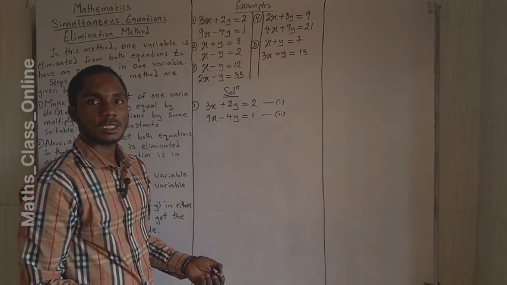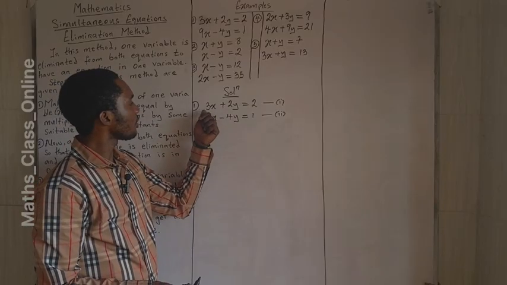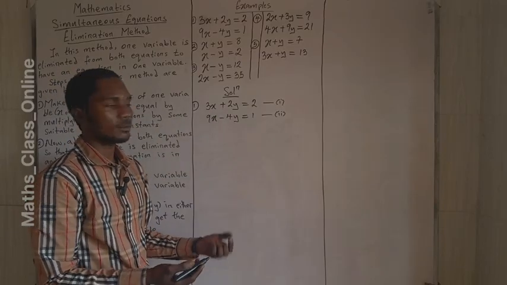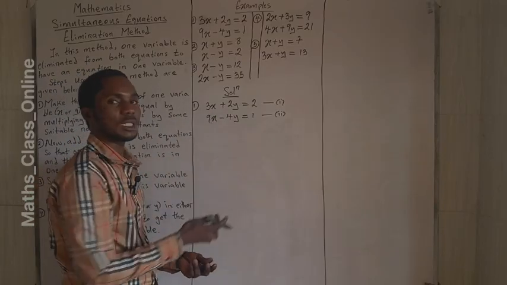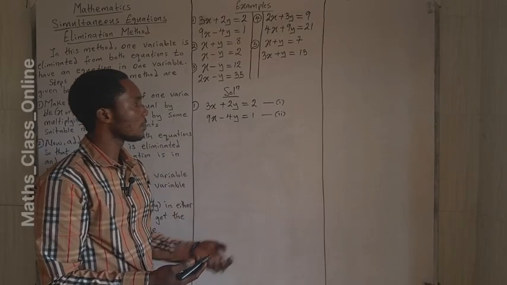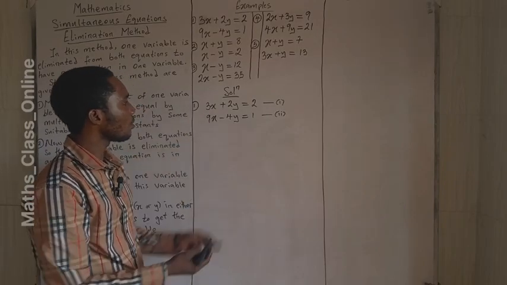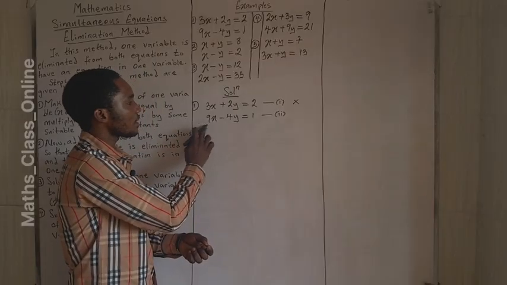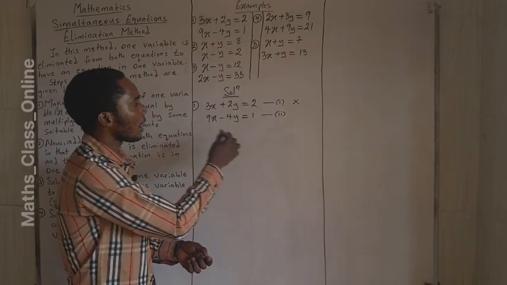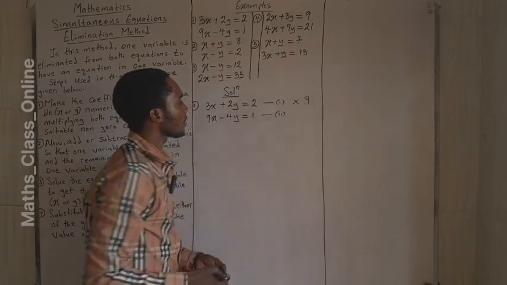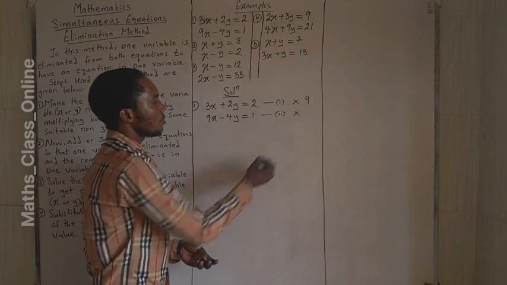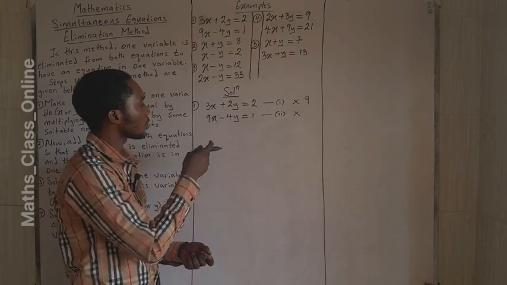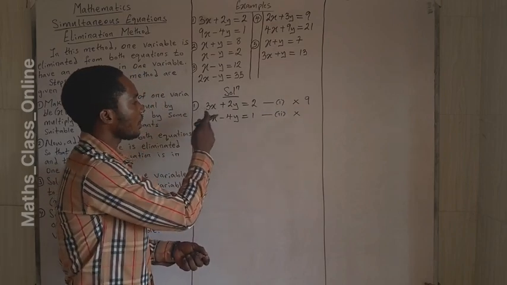Now, let's eliminate x. The coefficient of x in equation 1 is 3. The coefficient of x in equation 2 is 9. To make this coefficient equal, multiply equation 1 by the coefficient of x in equation 2, and that is 9. And also multiply equation 2 by the coefficient of x in equation 1. What do we have here? 3.